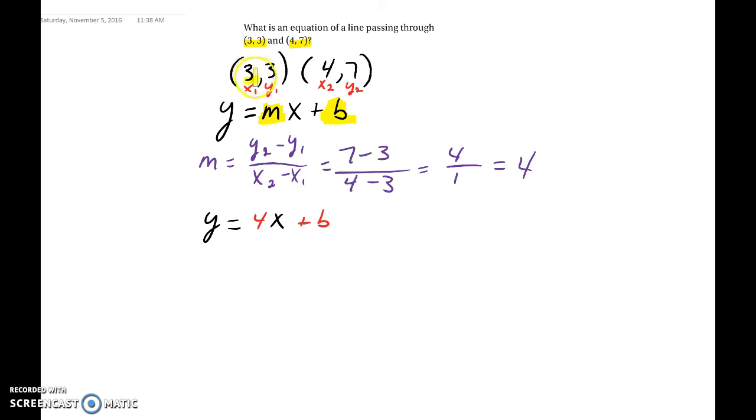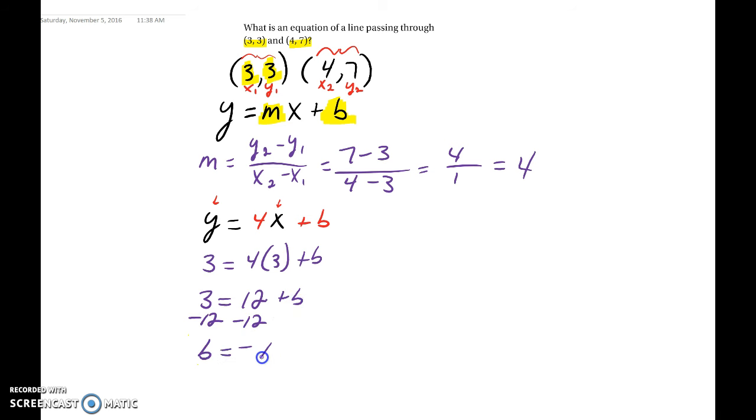But if we look up here, we know that this graph passes through the point (3, 3). So that means when x is 3, y is 3, because according to this point, it passes through it. So we can substitute those values in for x and y. If you want to, you can also substitute 4 and 7. It doesn't really matter. So we substitute 3 and 3 in for x and y. It becomes 3 = 4 times 3 + b. 3 = 12 + b. We subtract 12, and b is equal to negative 9.